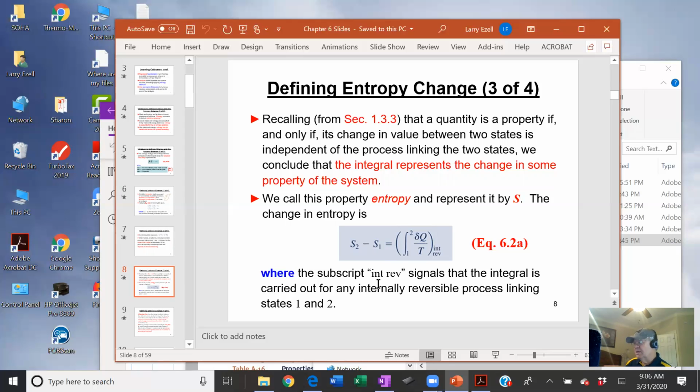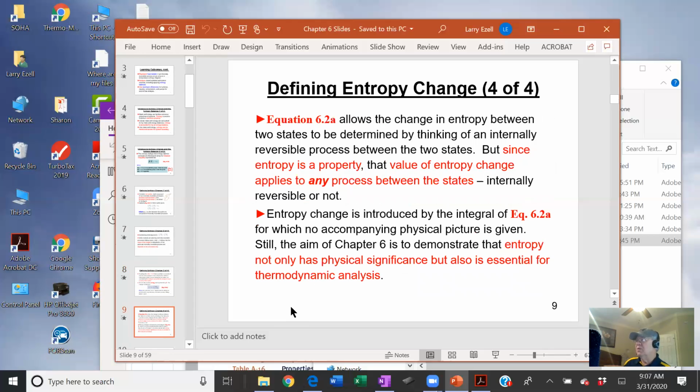Where the subscript internally reversible here signals that the integral is carried out for any internally reversible process linking states 1 and 2. It's not path dependent. It is endpoint dependent. Don't worry too much about that equation if you don't understand it. It's easier applied than it is to describe. Hang with me.